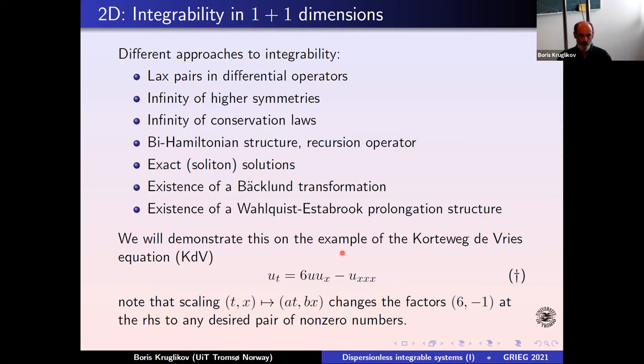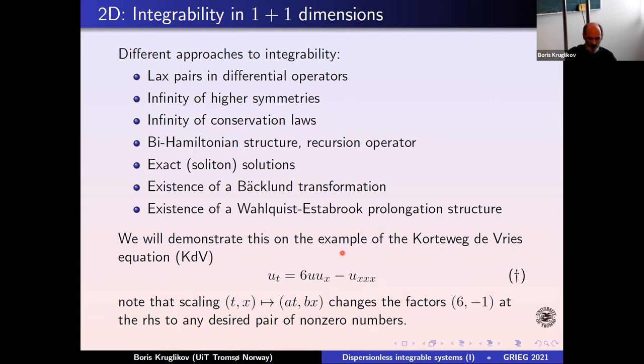You can see one, plus one, and plus one. And you can change one to the other by just simple rescaling. If you scale t and scale x independently, then you change this six and minus one to other non-zero numbers. I'll tell a bit later why I chose this.